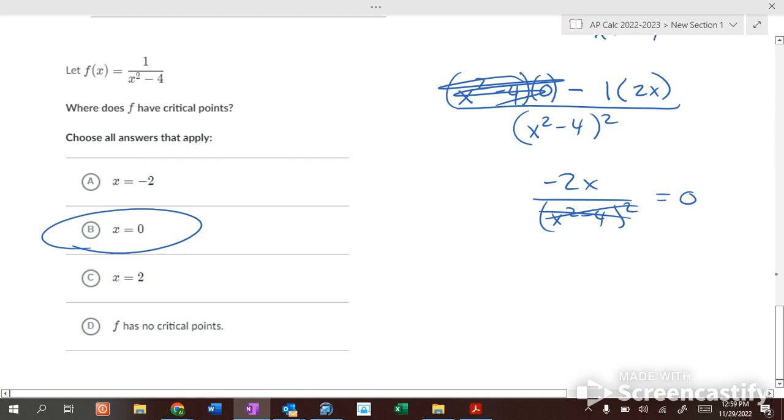Now, does this have undefined points in it? 2 and -2. Is that the same undefined points as the original function? Yes. Since they're the same undefined points, it doesn't really matter. So then 0 is our only critical number.